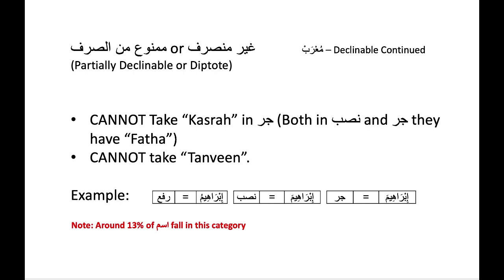For example, the ism Ibrahim in rafa will be Ibrahimu. In nasab, it becomes Ibrahima. And in jar again, it doesn't take kasra like Ibrahimi. Instead, it remains Ibrahima. Secondly, it doesn't take tanween in any of its forms. For example, you will never find it as Ibrahimun or Ibrahimin. There are about 13% of isms which fall into this category.